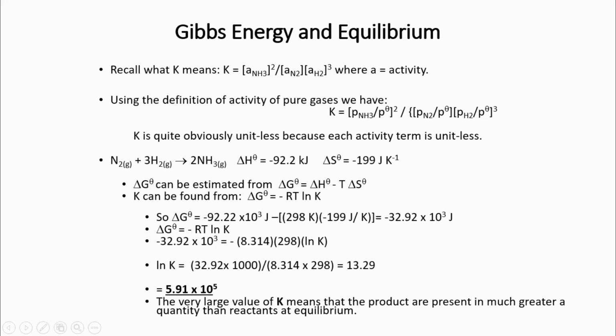ln K, the natural log of the equilibrium constant, works out to be 13.29. If we do the exponential, e to the power of that, which is the opposite of natural log, then we can get the equilibrium constant, which is 5.91 times 10 to the 5. Now this is an interesting value.